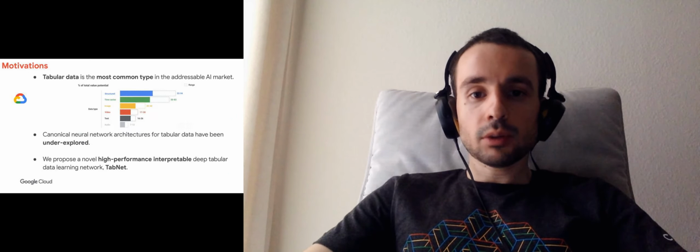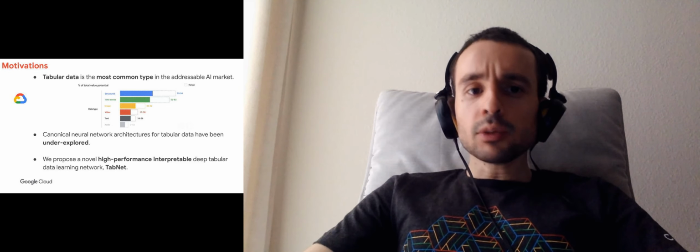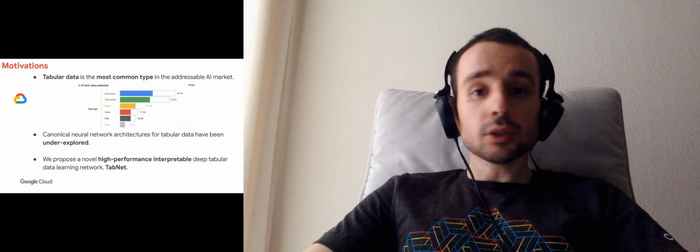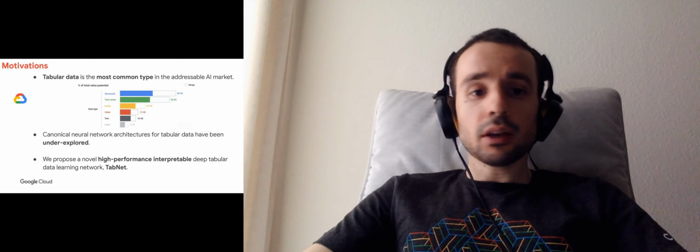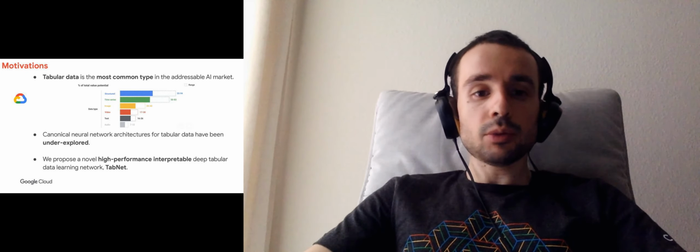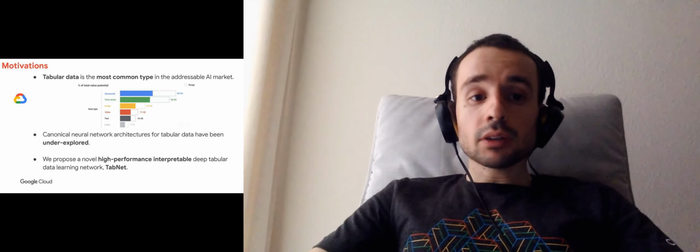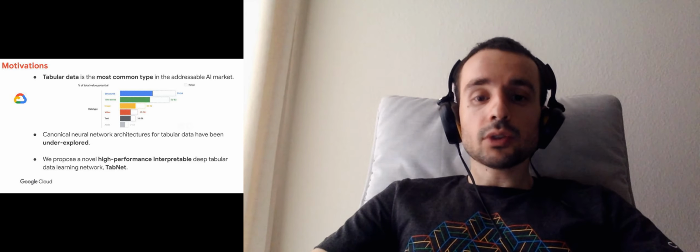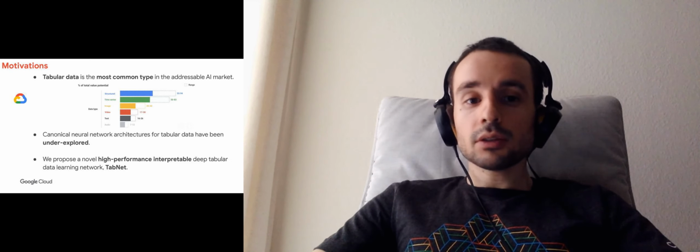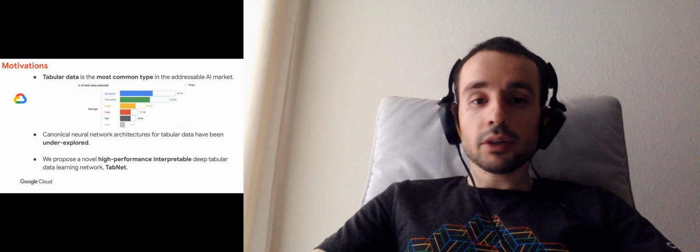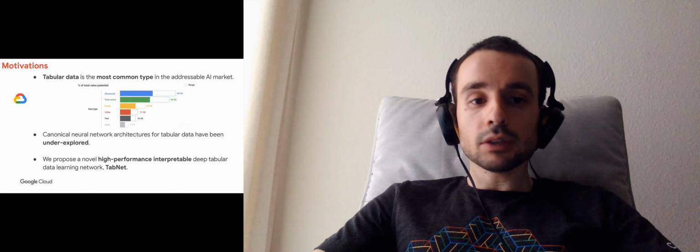Today I'll present you our work, TabNet, Interpretable Tabular Data Learning. Tabular data is the most common data type of the addressable AI market. We observe more tabular data problems than image, video, text, or audio data problems. On the other hand, canonical neural network architectures for tabular data have been underexplored, and still, most of the applications are being dominated by variants of ensemble decision trees or other methods.